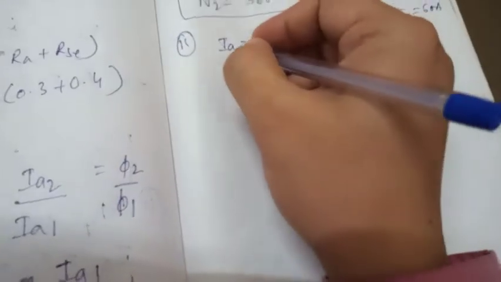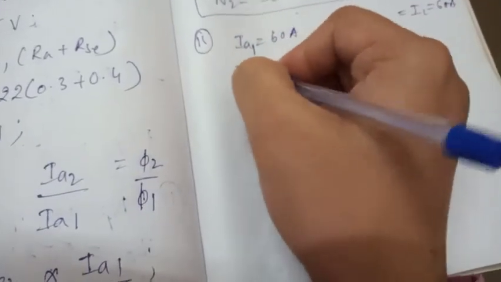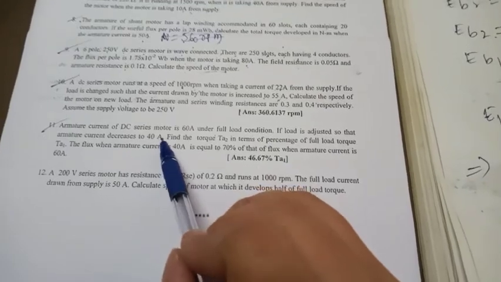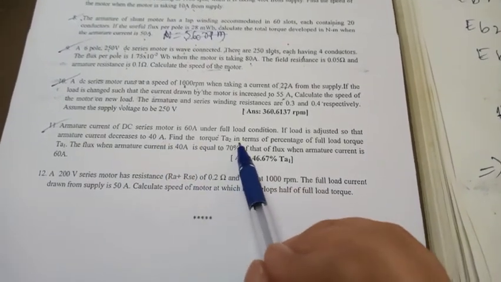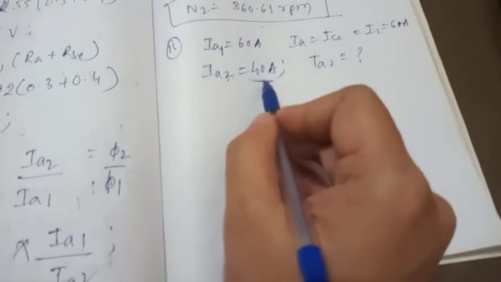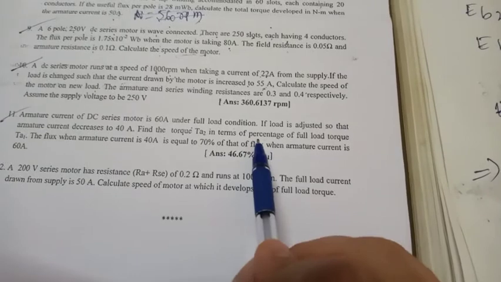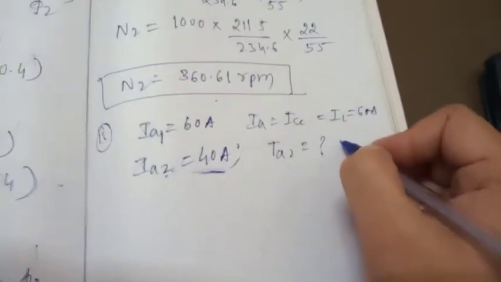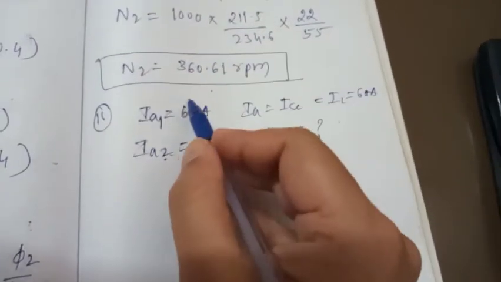Let me mark this as IA1. What is the IA2 value? 40 amps. It decreases to 40 amps, because the load is adjusted in such a way that IA2 will be 40 amps. Find the torque TA2. I have to calculate the new torque value TA2 corresponding to this load, in terms of the percentage of the full load torque TA1, where full load current is 60 amps.